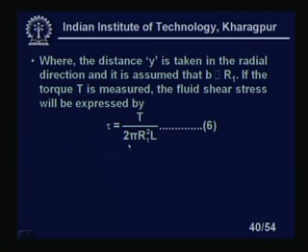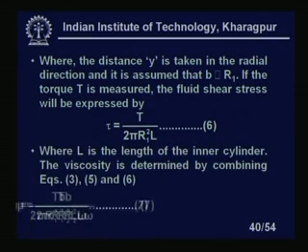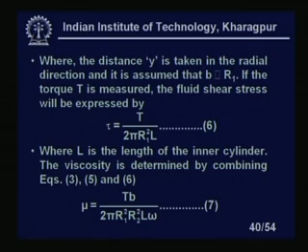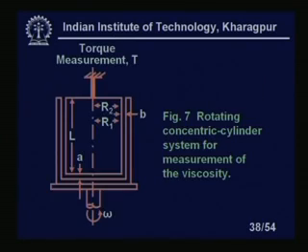If the torque T is measured, the fluid shear stress will be expressed as tau equal to T upon 2 pi R1 square into L, right. This is equation number 6, where L is the length of the inner cylinder, and the viscosity is determined by combining equations 3, 5 and 6. What are those 3, 5, 6? Let us look at them.